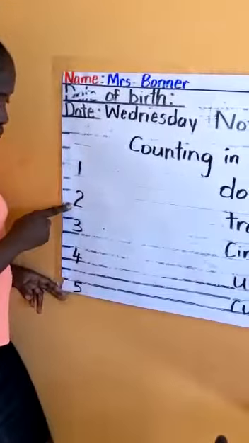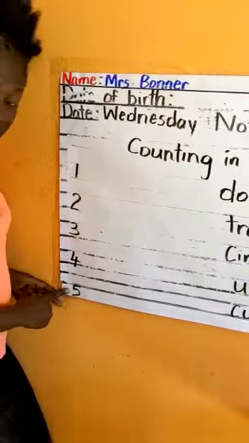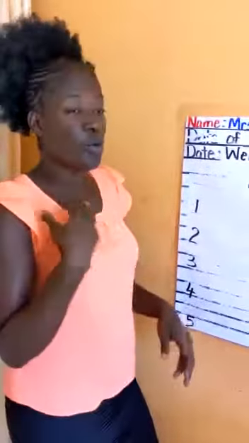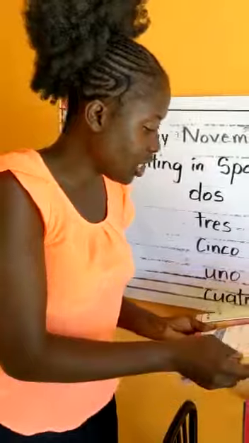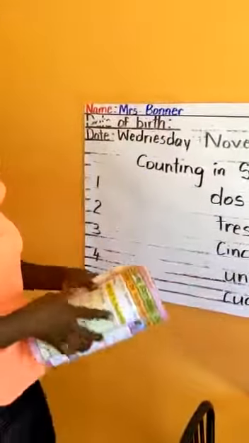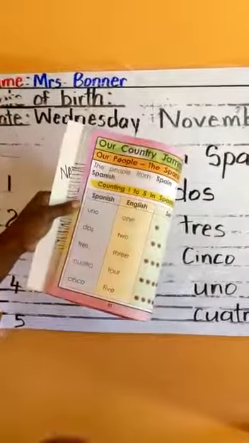1, 2, 3, 4, 5. So we already know how to count in English, but we want to learn to count in Spanish. So let us look right here in the book. We're going to count to 5 in Spanish.